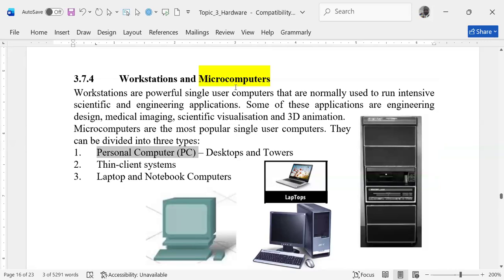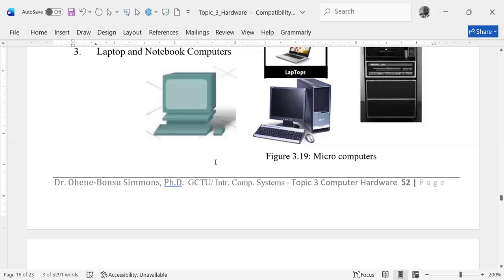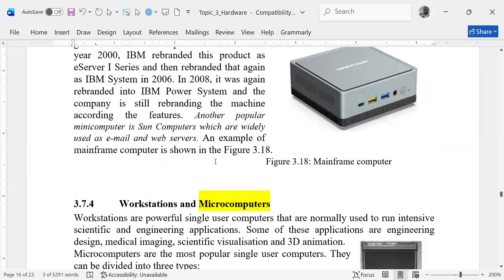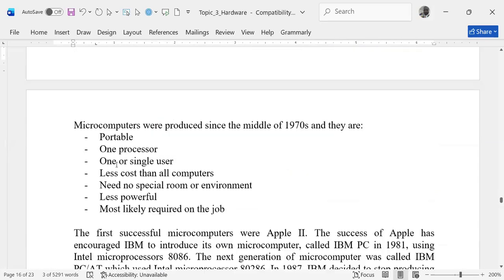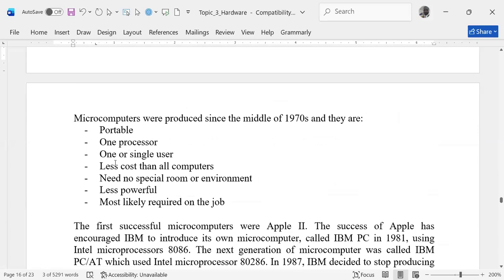So these are under the category of microcomputers, small types of computers, and this type is normally used for day in and day out activities. This type of computer in the computer hierarchy has these features. Portable, can easily be used from one place to another. That's why your laptop can easily move from one place, your desktop or whatever can easily relocate. One processor, one person at a time, less expensive in the computer world, and this type does not need a special room or environment, and less powerful in the computer world.